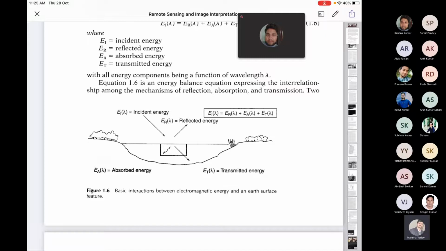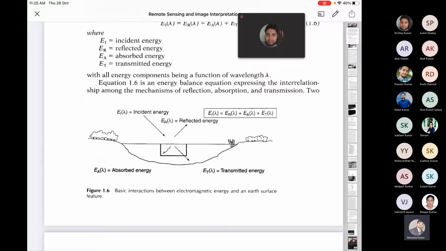Incident energy is divided into multiple energy components. That proportion is dependent on the wavelength. Even if you have the same material, but it is observed at a different wavelength, this proportion will change.